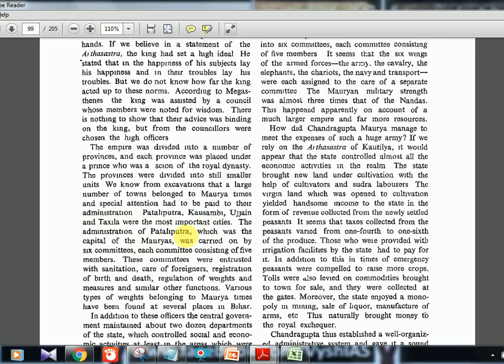The administration of Pataliputra, which was the capital of the Mauryas, was carried on by 6 committees, each consisting of 5 members, so 30 members in all. These committees were entrusted with sanitation, care of foreigners, registration of birth and death, regulation of weights and measures, and similar other functions.